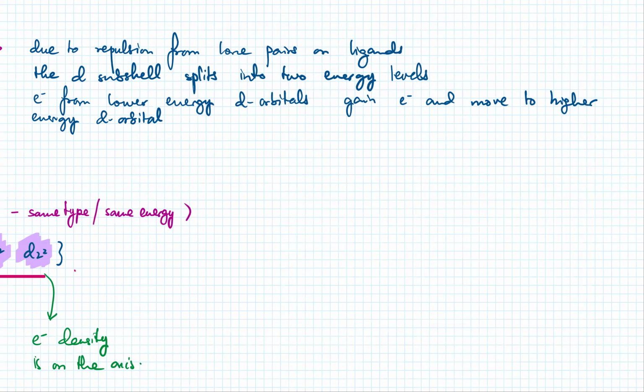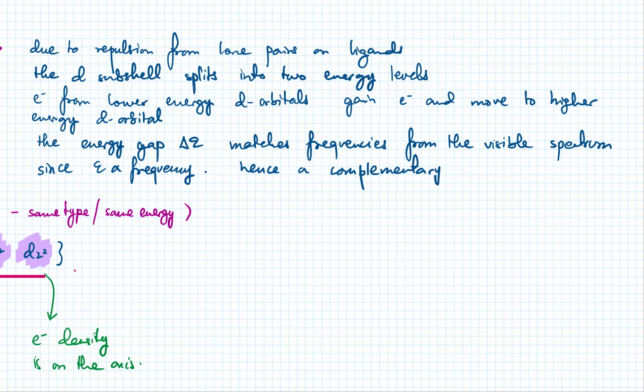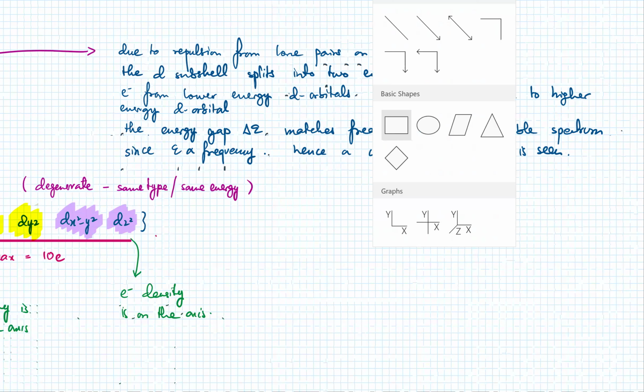And the next thing is the energy gap that we are talking about. Delta E matches frequencies from the visible spectrum, since energy is proportional to frequency. So it exactly matches frequencies from the visible spectrum. Hence, a complementary color is seen. Okay, so that's going to be our 4 mark answer.